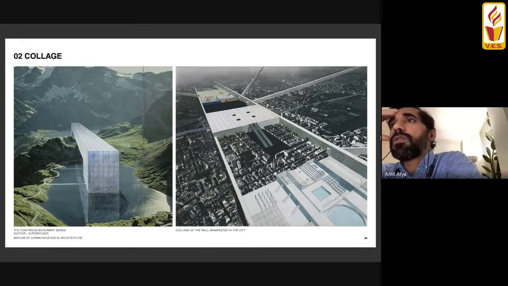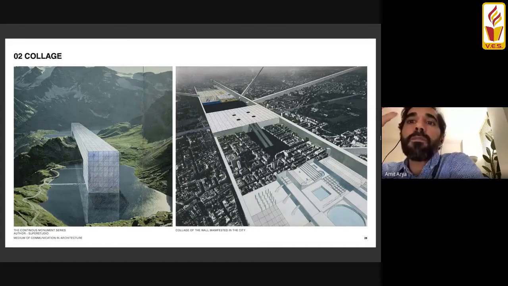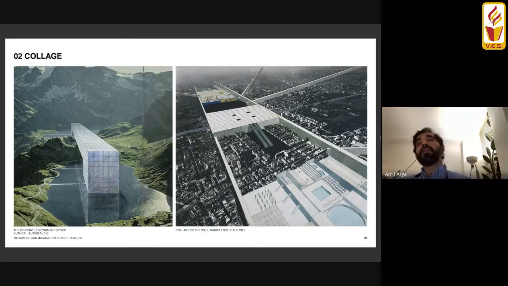The series was called The Continuous Monument, and they did many such collages in different parts of the world, this one being in the Swiss Alps and others in New York City and other places, where they brought in this very unimaginable, large-scaled and unidentifiable object, almost like an alien spaceship, and located it in a place where you wouldn't really expect it.